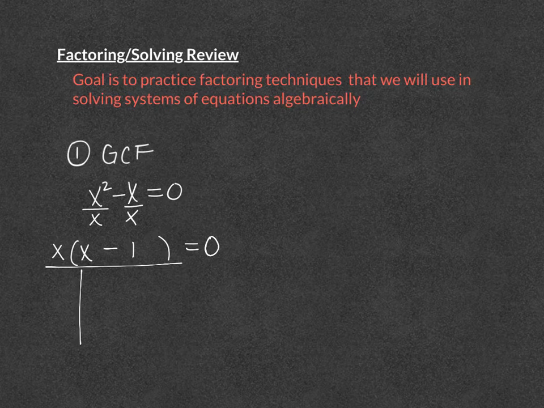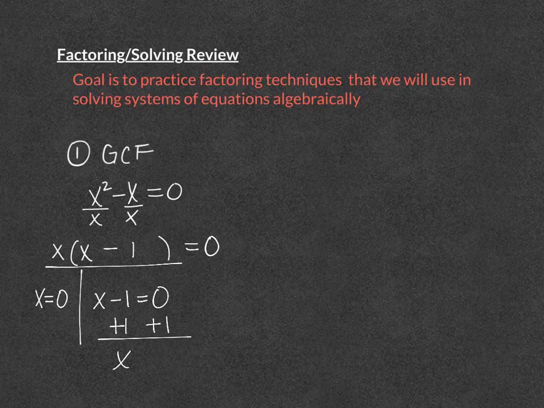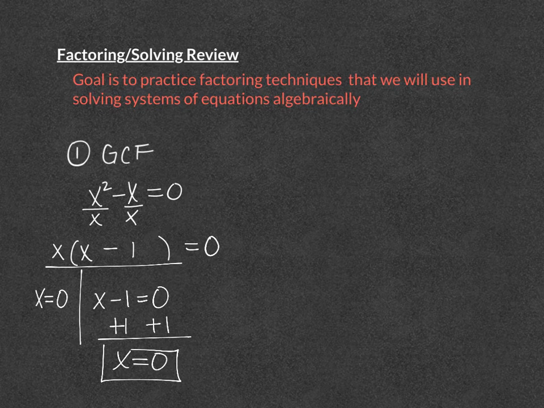And remember, we have to do a t-chart and set each piece equal to 0. So x equals 0. And x minus 1 equals 0, and then solve. So we have x equals 1, and we have x equals 0. Those would be my two final answers.